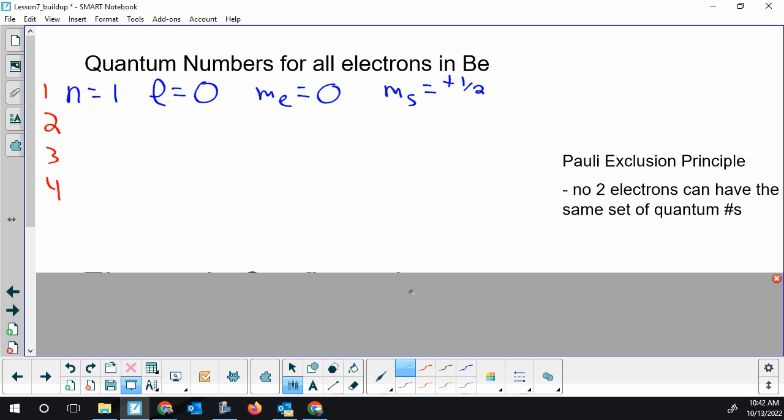Now in my mind, I'm like, okay, I've got another ms option. I've got the minus a half option. So for my second electron, I'm going to stay in the first energy level because I haven't filled it yet. I'm going to stay in s, and I'm going to stay in that same only orientation of s, and I'm going to put my second electron the minus a half. I've not violated the Pauli exclusion principle because they're unique sets of numbers. They're not identical. There's a difference between the first and the second electron.